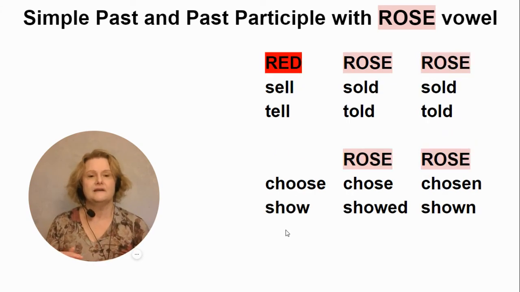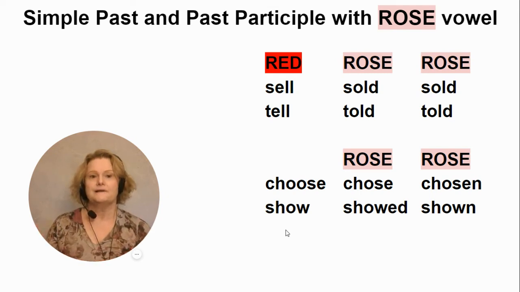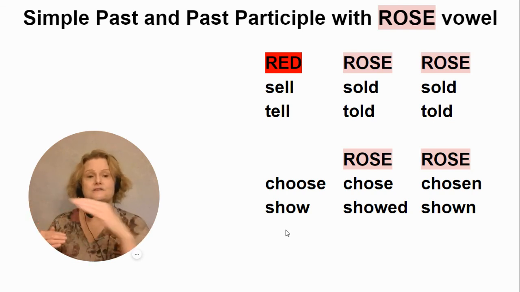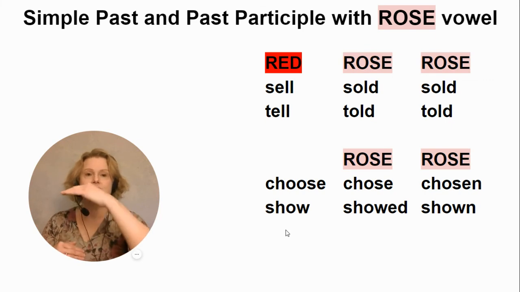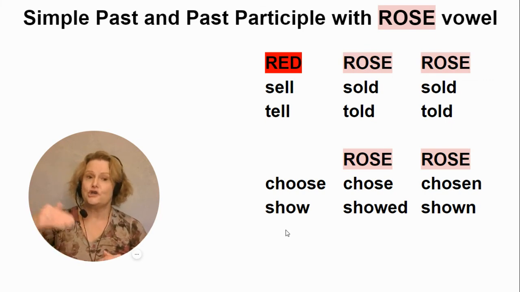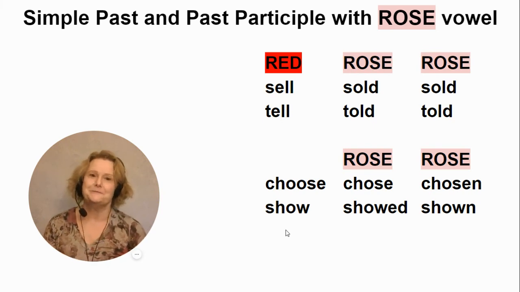Here we have, with the rose vowel, read as the base form, sell, sold, sold, tell, told, told, choose, chose, chosen, show, showed, shown. Hope this helps.